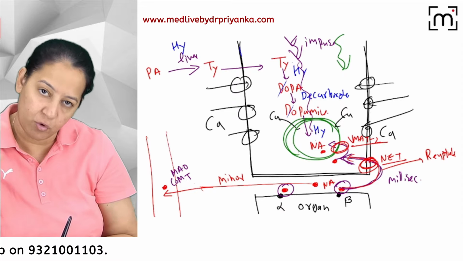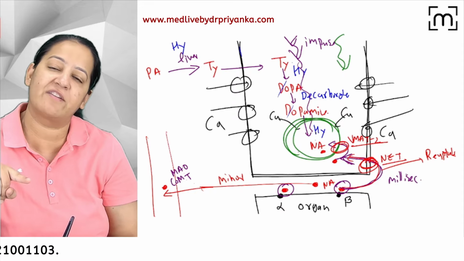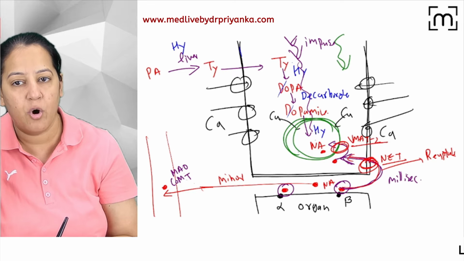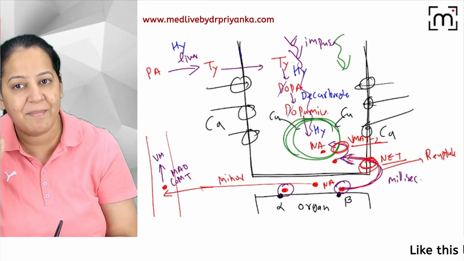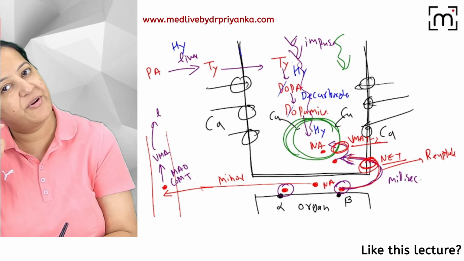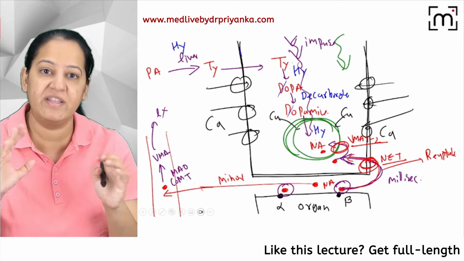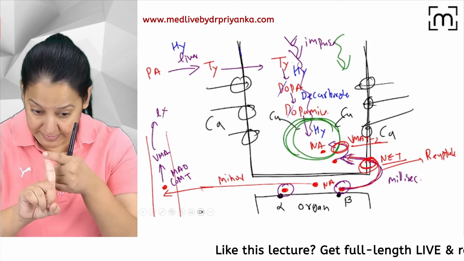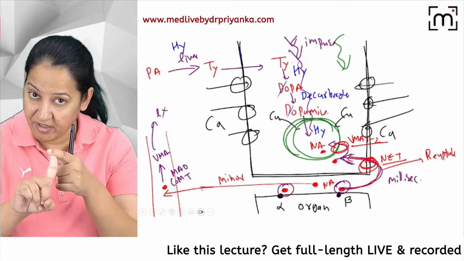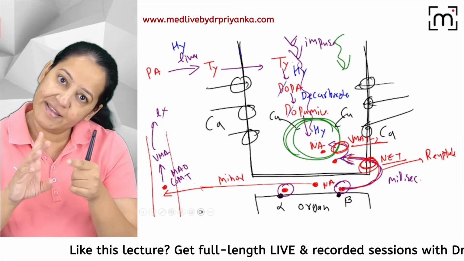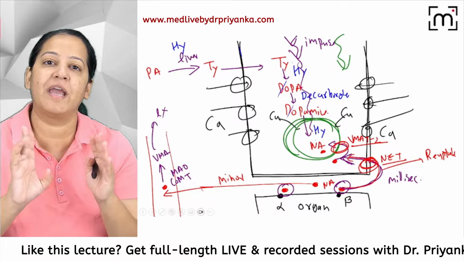It is not a fixed sequence. Sometimes MAO acts first followed by COMT, sometimes COMT first followed by MAO. Ultimately, both enzymes act on noradrenaline and noradrenaline gets converted into vanillyl mandelic acid, VMA, and that is excreted in the urine. So this is the metabolism. I hope I explained everything here, starting from the synthesis of noradrenaline, then storage, then release, uptake, and metabolism.